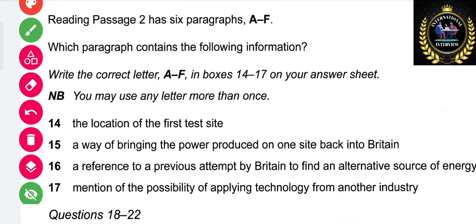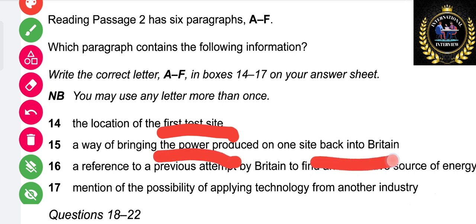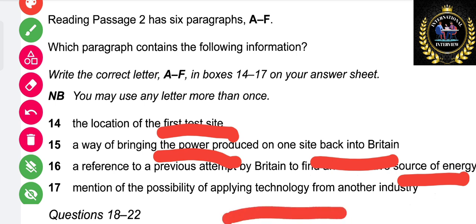The last thing I want to say: just go through the question, look for the keywords. First, look for the keywords. Here it is mentioned as bringing power produced at the site into Britain, alternative source of energy, and here it is applying technology by another industry. So if we look for the answer with the help of keywords, it will become easy and you will get the answer very nicely.